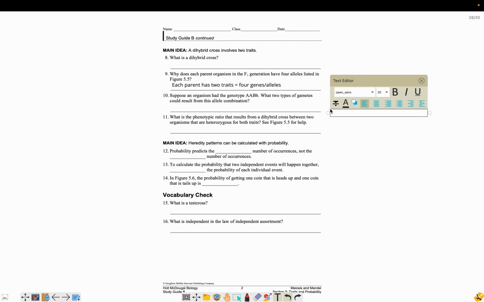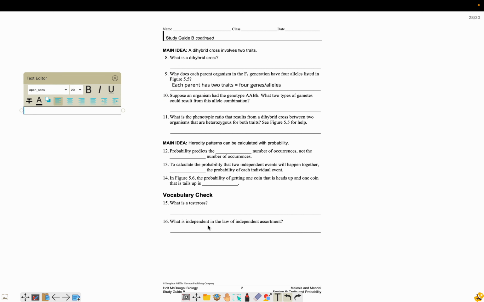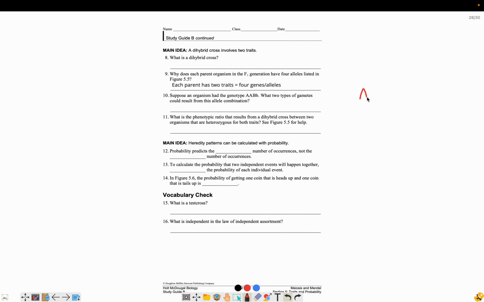What gametes would result from this combination? Well, we're not there yet because we haven't learned about it. I can show you the answer. Let me see if I can write. Probably can't write on it with my keyboard, but the way you would figure this out, this is just good exposure. So you have big A.